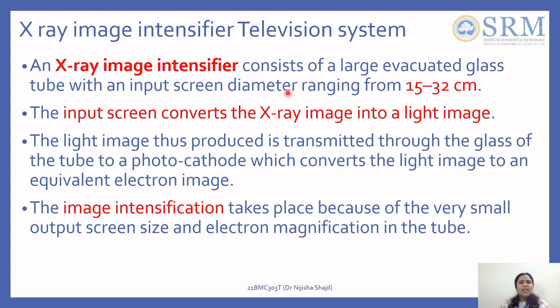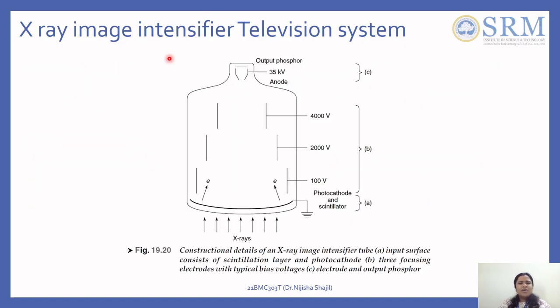Okay. The last one is your image intensifier television system. So this is nothing but, again, you're going to convert it to an image. How do you do it? Same process, but you're going to view it. You're going to record it. So here you can see.